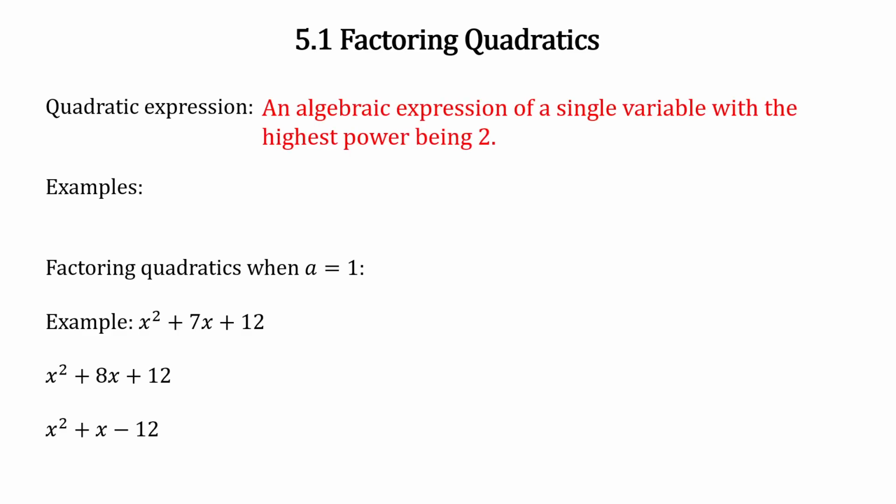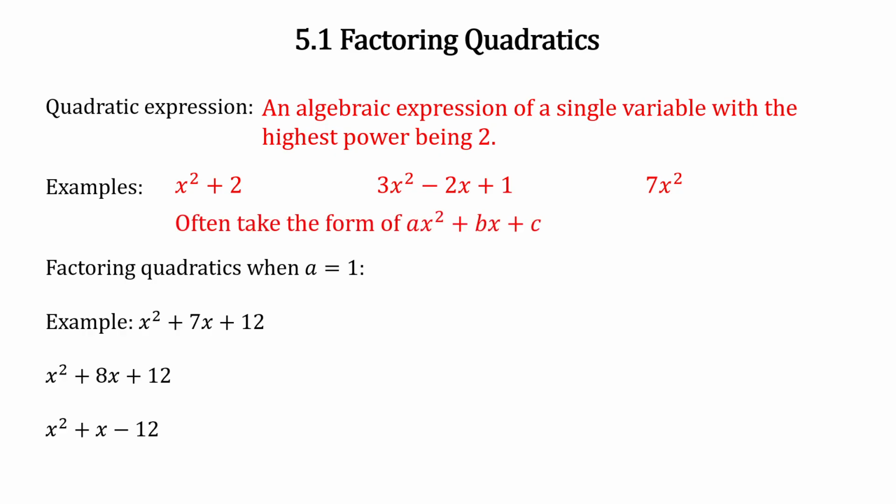Okay, a quadratic expression is an algebraic expression of a single variable with the highest power being 2. X squared plus 2 is a quadratic. 3x squared minus 2x plus 1 is a quadratic. 7x squared, anything with the highest variable power of 2. So factoring quadratics often take the form of ax squared plus bx plus c. When a equals 1, that means the number in front of x squared is 1. So this is a equals 1, a equals 3, a equals 7.